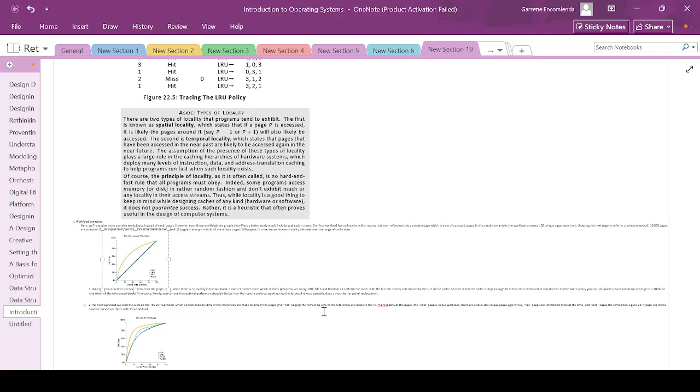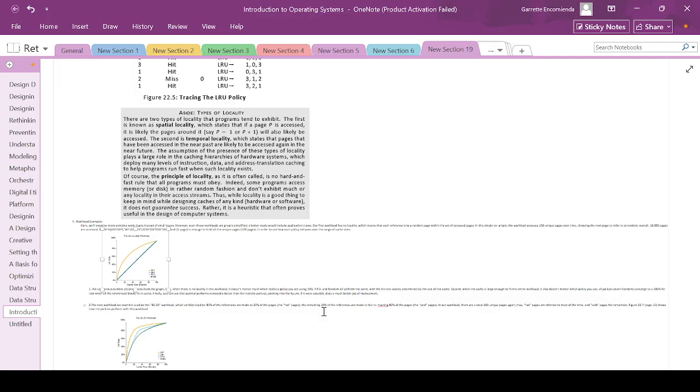Of course, the principle of locality, as it is often called, is no hard and fast rule that all programs must obey. Indeed, some programs access memory or disk in a rather random fashion and don't exhibit much or any locality in their access streams. Thus, while locality is a good thing to keep in mind while designing caches of any kind, hardware or software, it does not guarantee success.